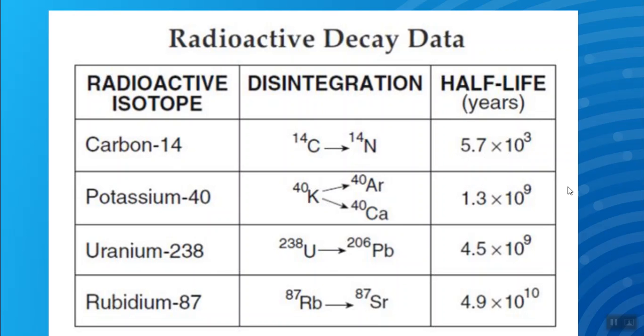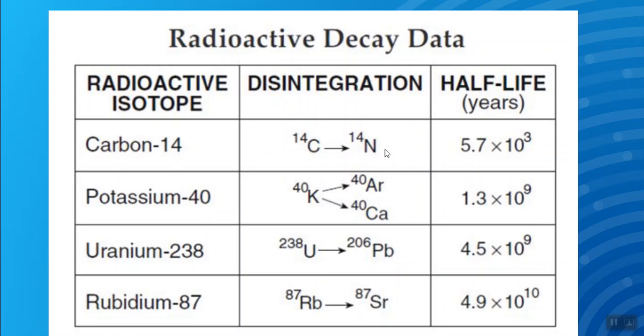All right, and here we love this picture, which is the radioactive decay data. We have these isotopes: carbon-14, potassium-40, uranium-238, and rubidium-87. These are all the systems that geologists and archaeologists tend to use to date the items they're trying to get an actual age for. And here's the disintegration, what happens.